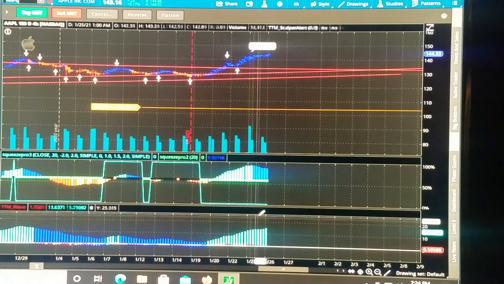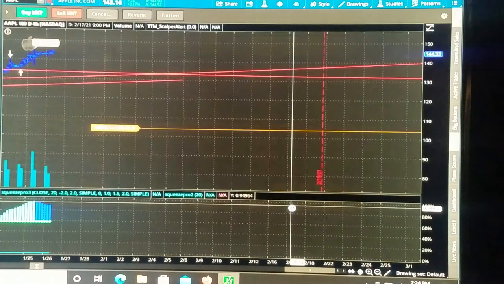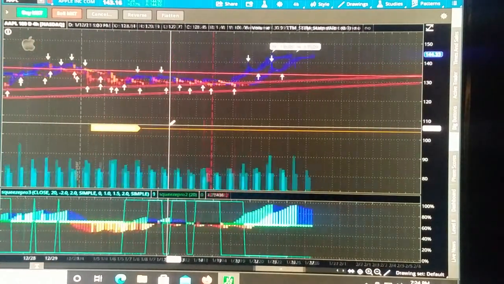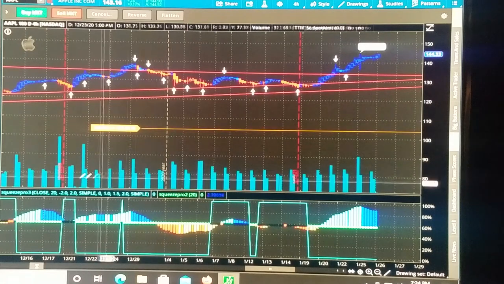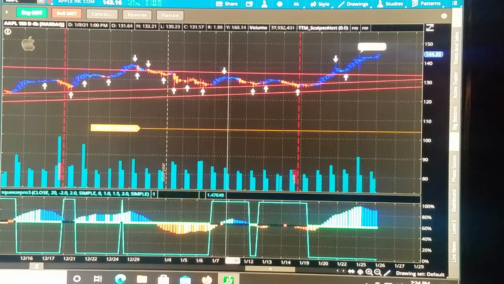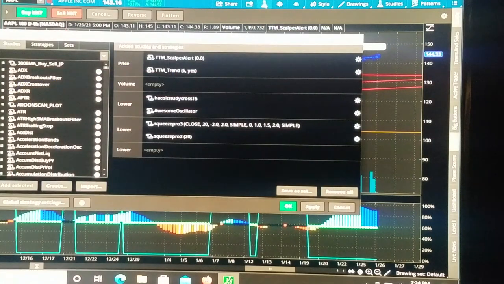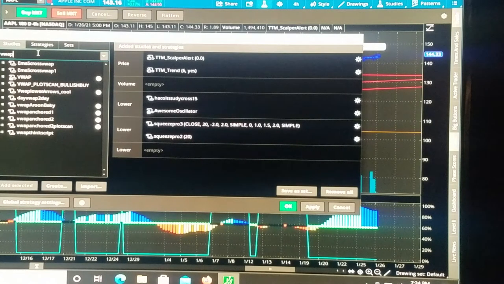Okay. So our TTM wave isn't as useful as it could be. At least not right now. Okay. But with this scan here, we know where the squeezes are. So now, let's take that and let's find something with our VWAP.